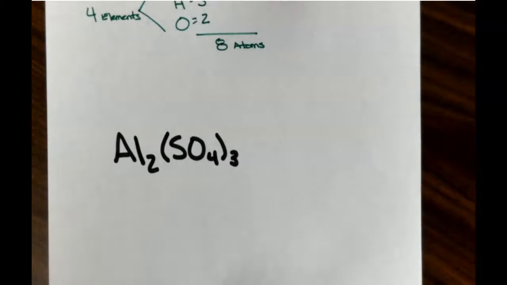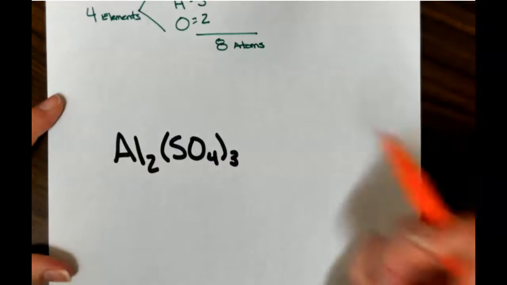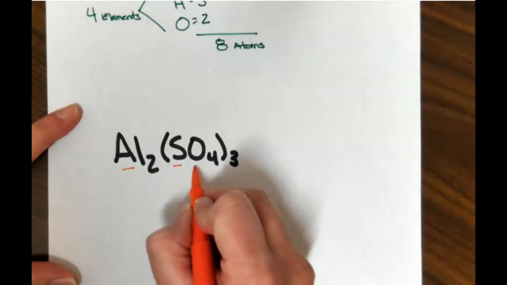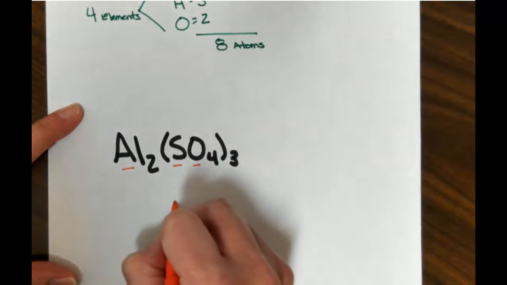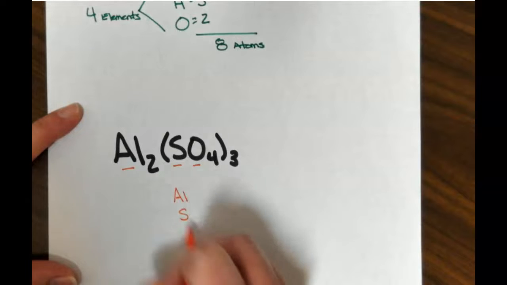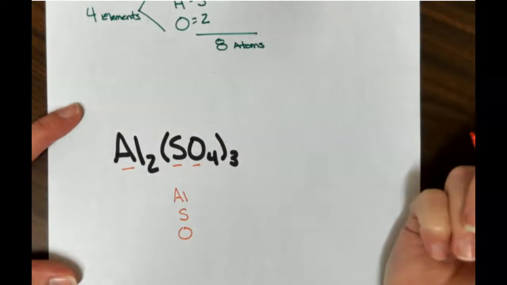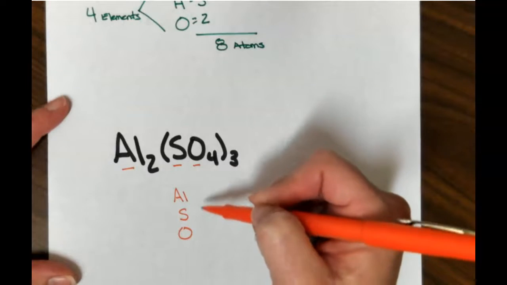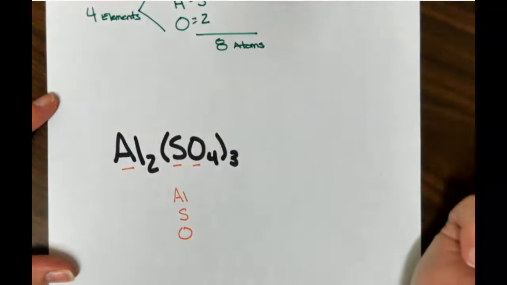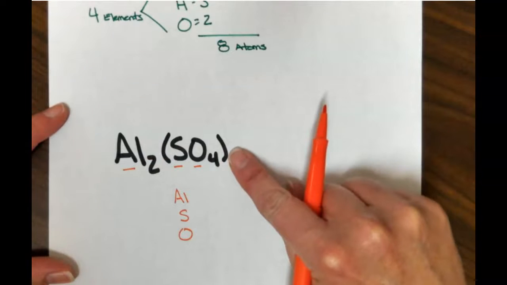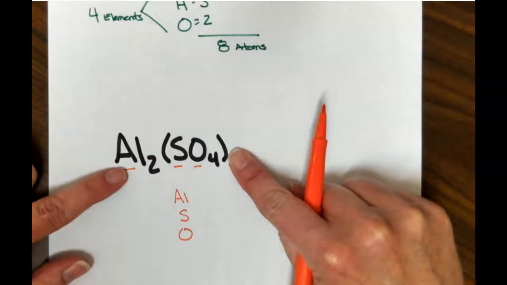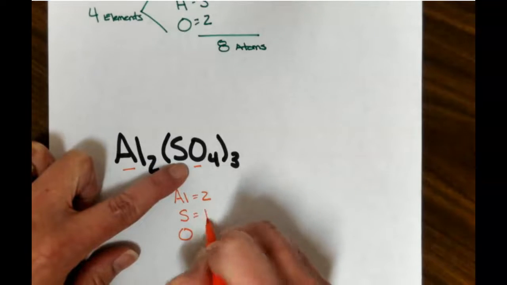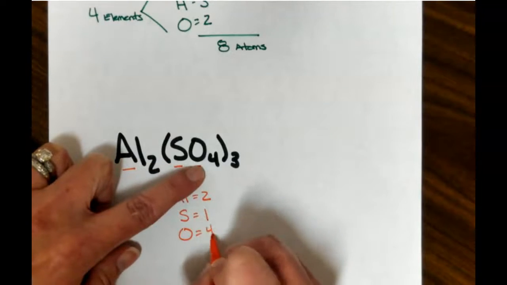Al2(SO4)3. So for this one, we do have parentheses. So we're still going to go through our steps. We're going to identify our elements first. Al, S, and O. Just looking at my capital letters. Now, if I see you making a lot of mistakes, I might ask you to actually write out the element names. But if we're good, we'll just write the symbols. So forgetting about our parentheses for now, we're just going to look at our subscripts. So for aluminum, we have 2. For sulfur, we have 1. And for oxygen, we have 4.